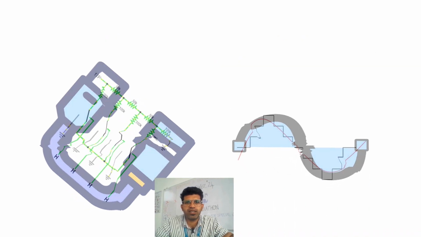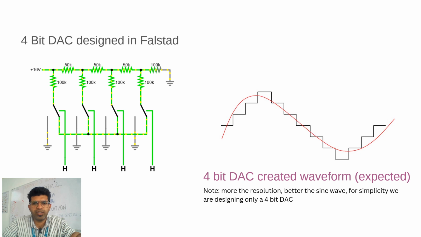I'm going to use this particular configuration that you see on the screen, a 4-bit DAC. This was actually designed with Falstad, which you are already acquainted with. And then in addition to that, we'll be putting that on the Raspberry Pi Pico, and this is the expected waveform. We will not be getting an exact sine wave. The sine wave will be like this, with small steps, as you see.